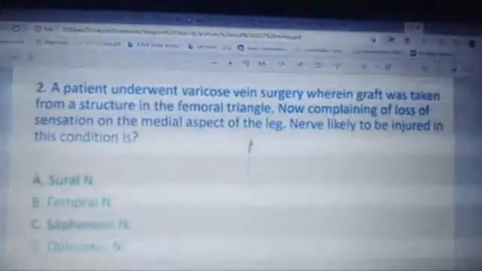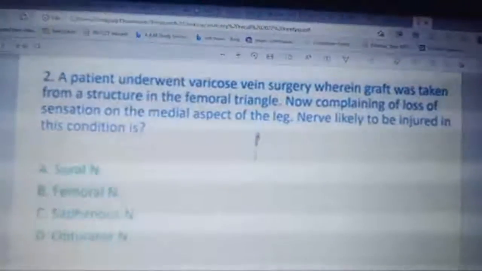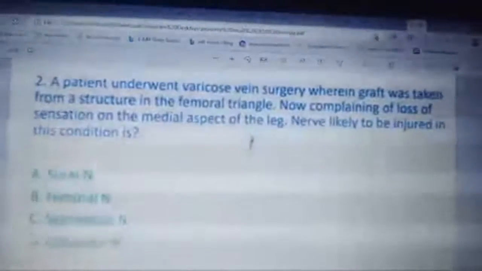obstruction of subdermal lymphatics. A patient underwent varicose vein surgery wherein a graft was taken from a structure in the femoral triangle, and is now complaining of loss of sensation on the medial aspect of the leg. Which nerve is likely to be injured in this condition? So which nerves are present in the medial aspect of the leg? From the options, the sural nerve is present in the posterior aspect, the femoral nerve is present in the thigh, and the obturator nerve is also not on the leg, while the saphenous nerve is present in the medial surface of the leg, which is likely to be injured in this case.